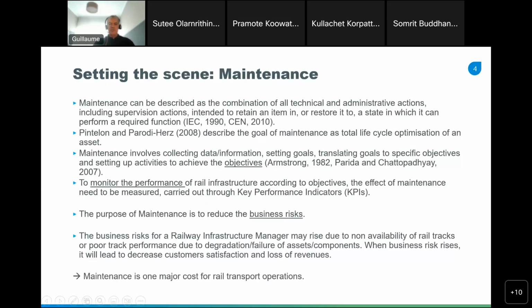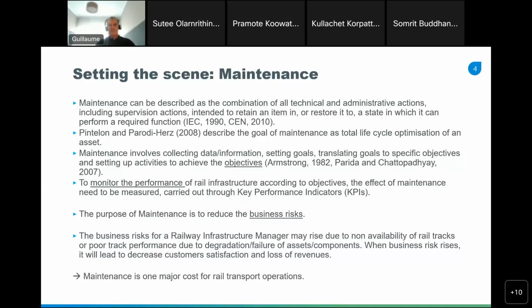The second definition that is also well known in the literature is that the goal of maintenance is seen as a total life cycle optimization of an asset. So let's talk of an asset. Here it's put an item, but now we are using the term assets everywhere. So let's keep it as an asset.